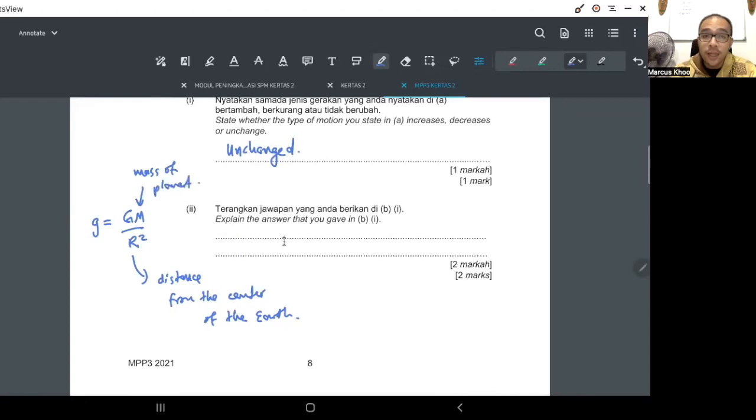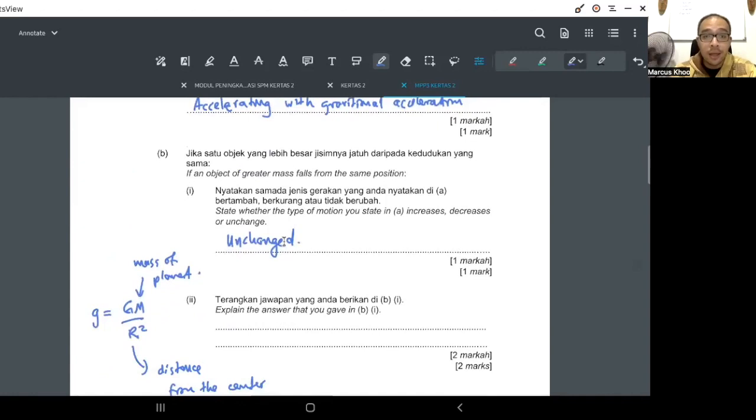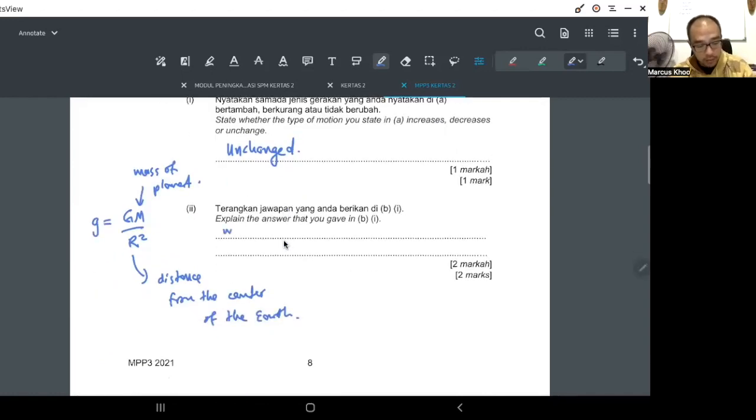So we find that the mass of the object really doesn't matter. The mass of the object does not affect the gravitational acceleration. Notice that it is 2 marks, so we have to add another point to it.